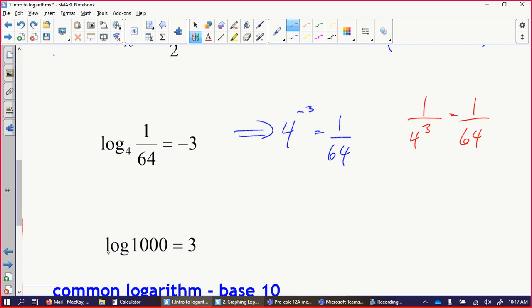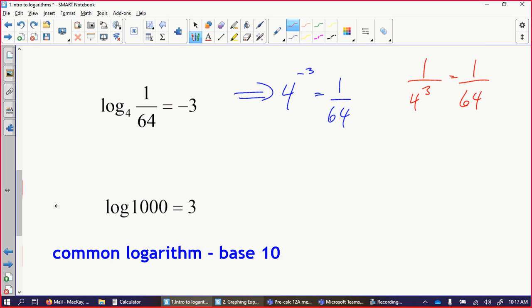So if you see log of something, log of 1,000, log of 43, log of any number, you assume that the base is 10. So this one has a base of 10. The exponent is 3, is 1,000. It's not the same, but it's akin to when we use that radical without an index number, we know that's a 2 because that's common.